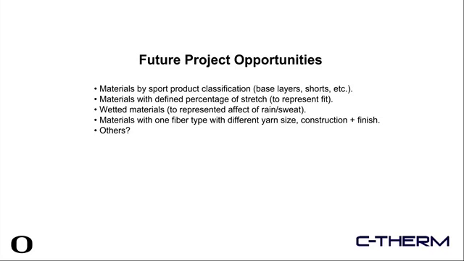And then also materials with one fiber type with different yarn size, construction, and finishes. So lately, there's been a lot of development with cotton, for example. So what if you just looked at a whole array of cotton materials with different yarn size, construction, and finishes? What would those metrics and values be?